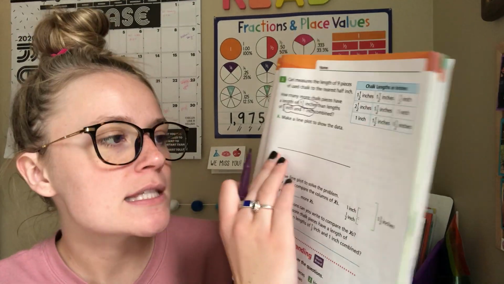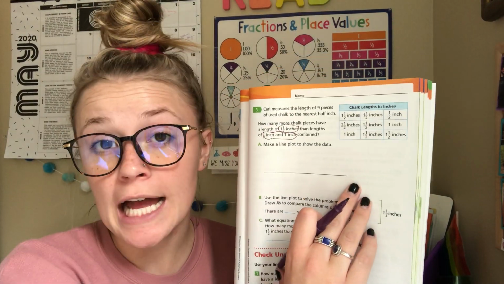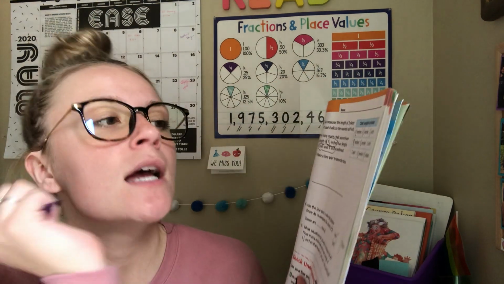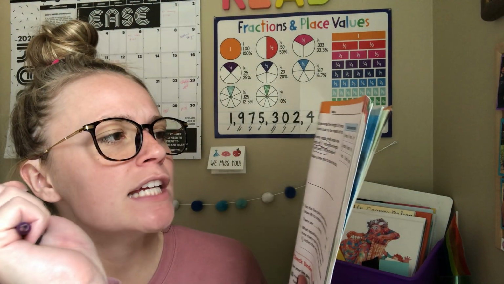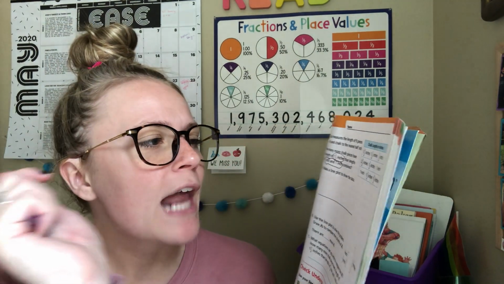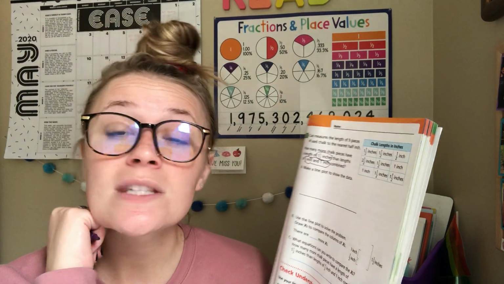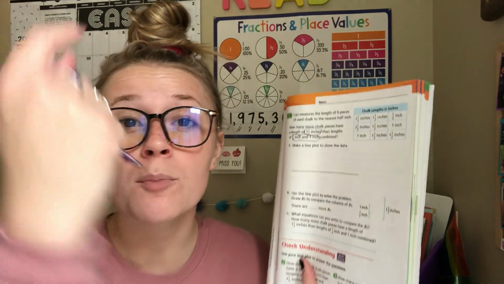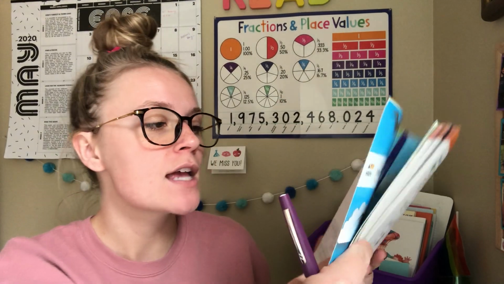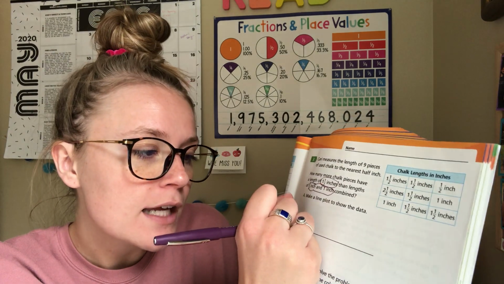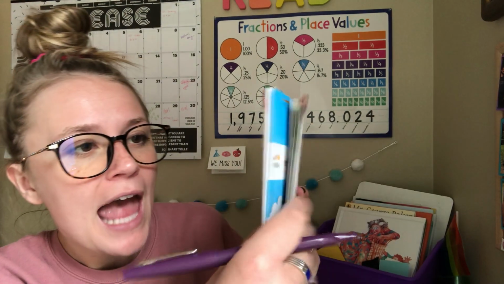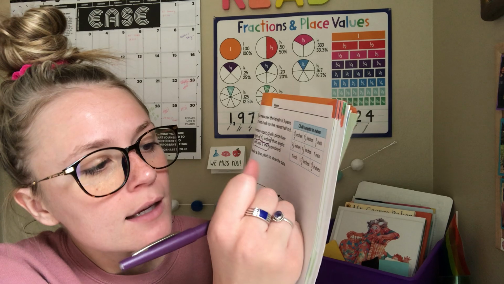So with line plots, the bottom is like a number line, and so this is going to be the measurements. So I'm looking at this. The smallest is ½ inch. The greatest is 2 1/2 inches. I don't see any 1/4 inches, so we could probably just mark halves. And so I'm going to start with 0 over here, and then I'm going to end up at 3.